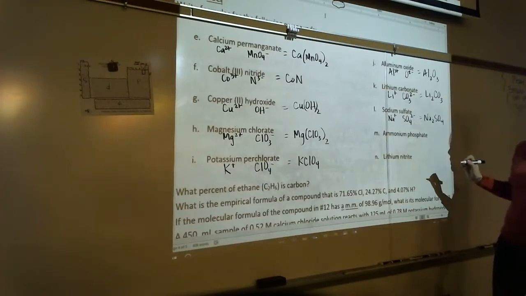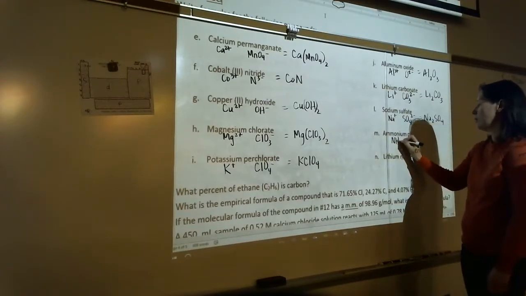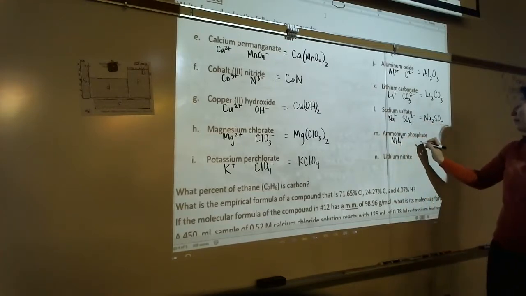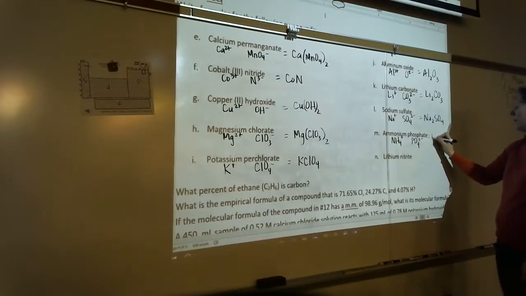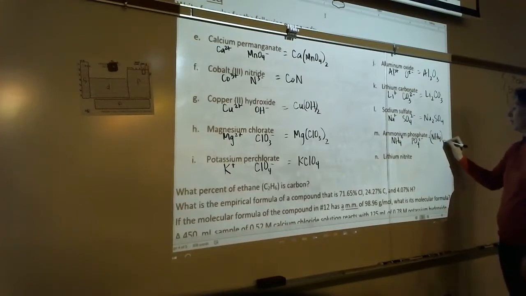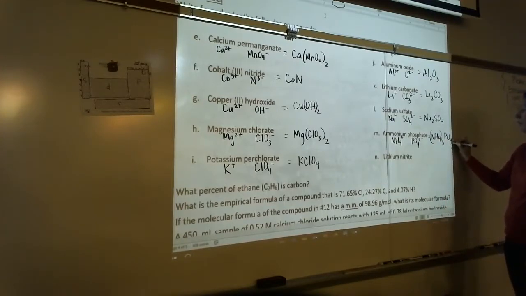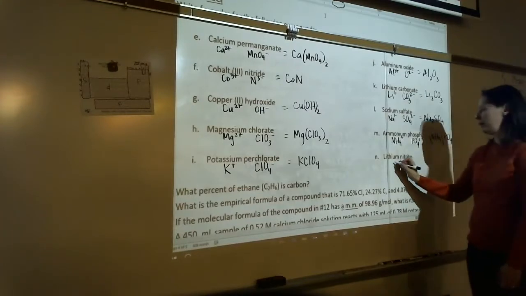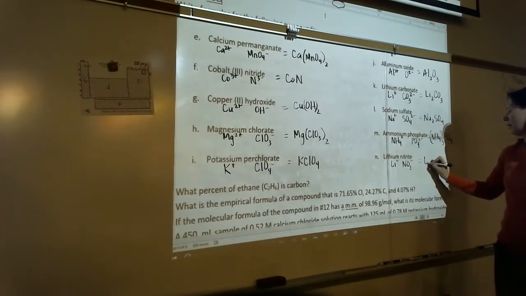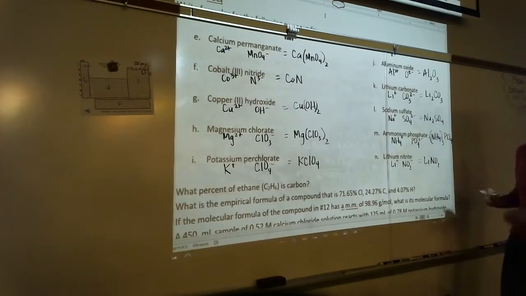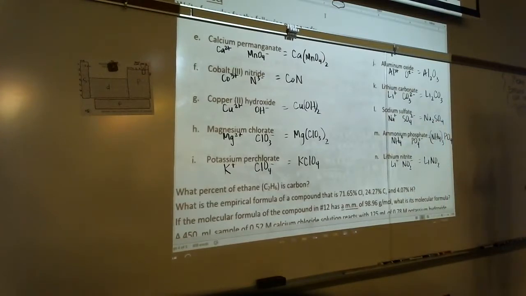So this is Na2SO4. What's ammonium? NH4. NH4 with what charge? Plus. And what's phosphate? CO3-. Close. PO4, 3-, right? So this is (NH4)3PO4. And then lithium is still Li+. What's nitrite? NO2 minus. So this is LiNO2.